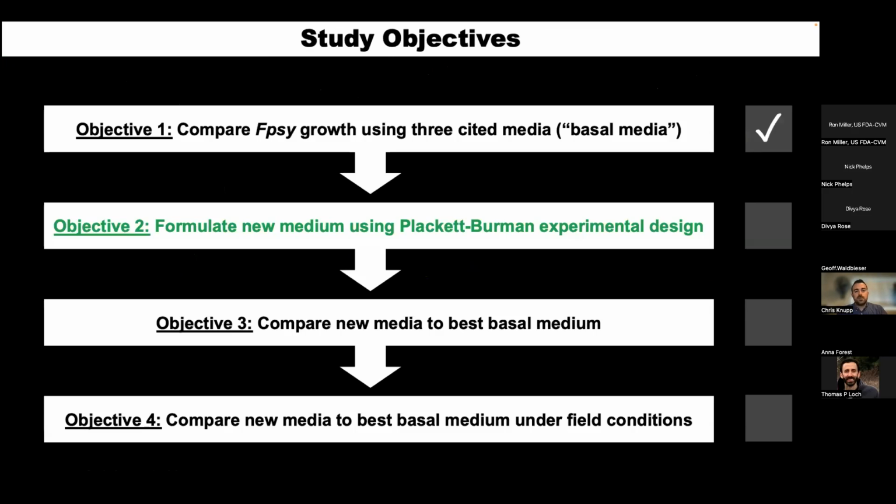So now that we had our best basal medium, the next step was to improve it. The way I did this was by using a Plackett-Burman experimental design, which is a convenient way of screening a large number of factors, in this case, medium components at multiple levels or concentrations.